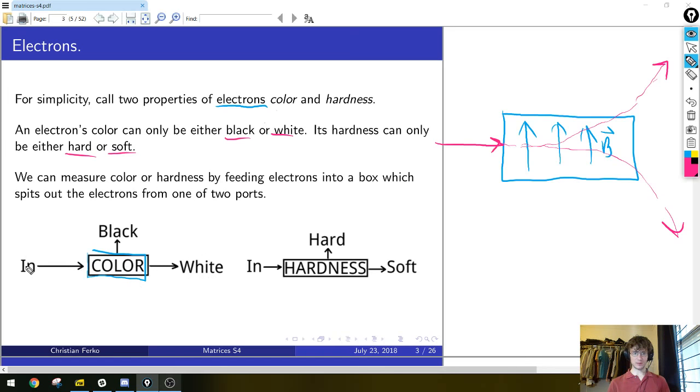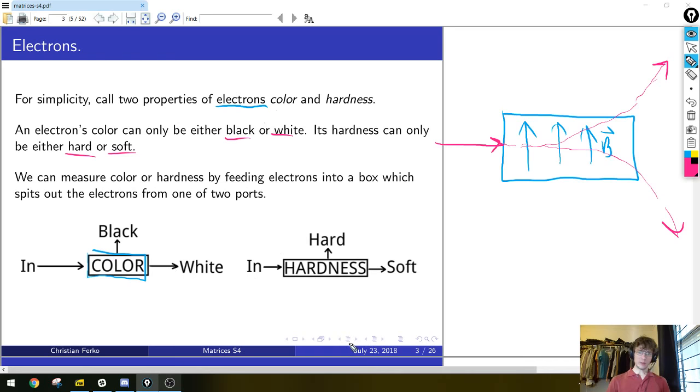So for instance, take a color box: you shoot in a random assortment of electrons, randomly mixed of all the attributes. You shoot them into a color box, and those electrons that are black come out the top, and those electrons that are white come out the side. Similarly, we can build a hardness box. You shoot in a beam, the electrons which are hard come out the top, and the electrons which are soft come out the side.